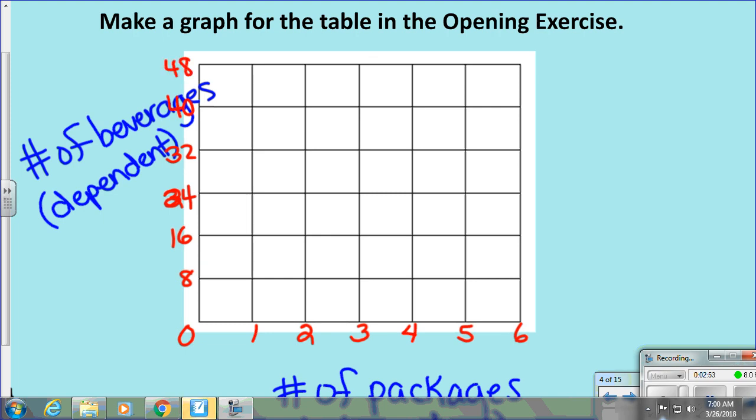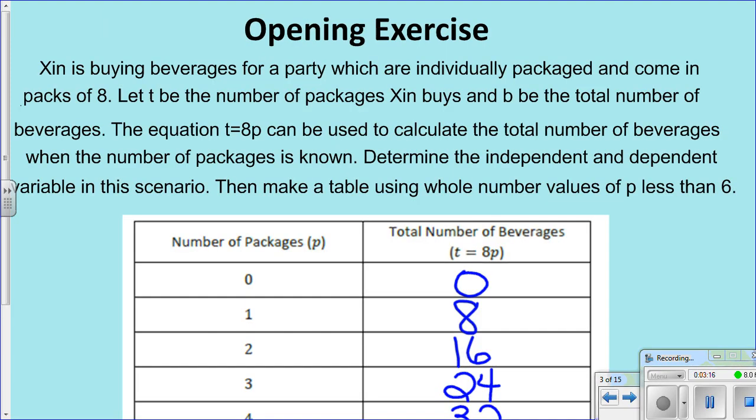Okay, so my first point was at 0, 0. Then I was at 1, 8. 2, 16, 3, 24, 4, 32, and 5, 40. And there's my graph. Looking back at my table, this was my x value, this was my y value.